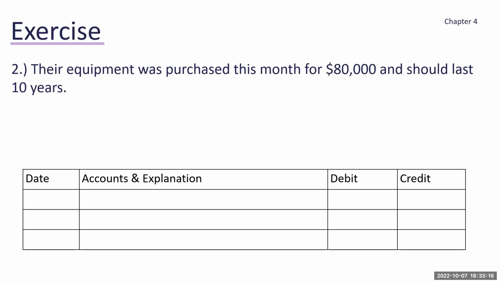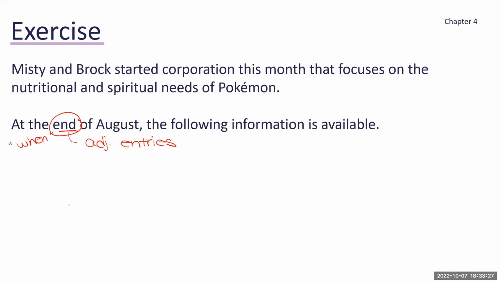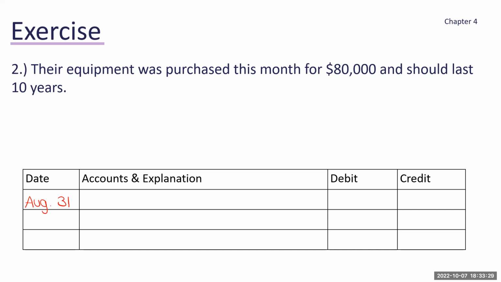All right, welcome back. So in this one, we're going to prepare another adjusting entry for Misty and Brock. It was August 31st, their end of August. Now they have some equipment. Think back, sometimes it helps to think of the original entry that we were doing in chapter 3.